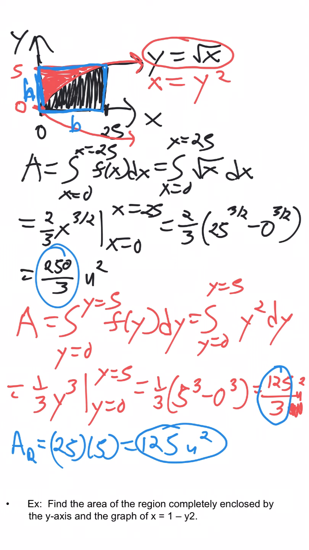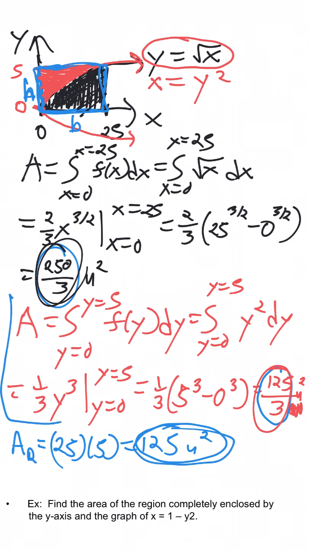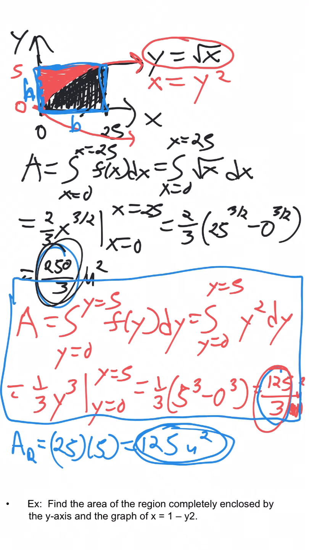So in other words, if I add up the black area right here plus the red area right here, I get the total area, this total blue area right here. All right, this is the new material then today. Can you take the area under a curve thinking in terms of y dy?